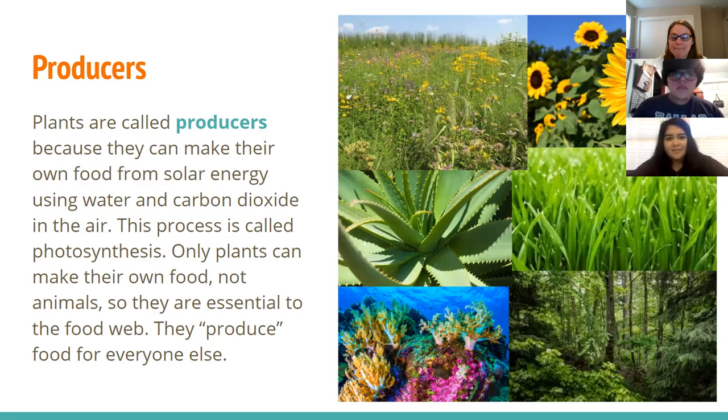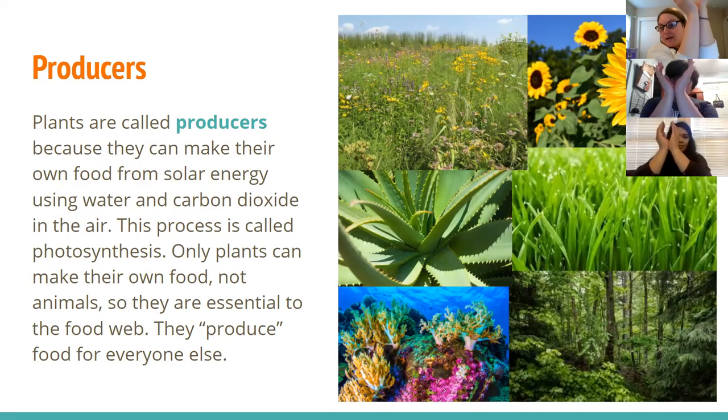And producers are plants. The plants that make the energy that fuels the food web, that feeds everything in the food web. All of the energy in the food web is produced by plants, which are producers. So for producers, our sign is going to be like a plant growing up. That's our sign for producers. So everybody make that sign for producers.